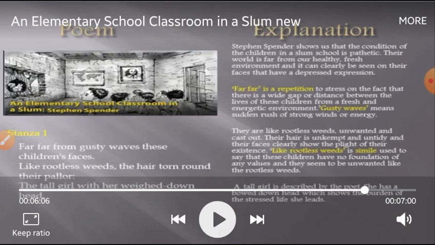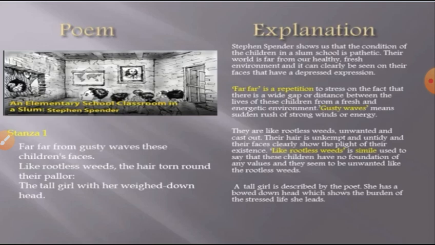See that one, far, far from gusty waves. Try to understand what are the gusty waves. This is the first metaphor as well as a symbol introduced to us. Gusty waves literally means strongly blowing winds. But it represents here what? It represents here pleasure, energy, brightness, liveliness, animation. So is there any pleasure, energy, liveliness, animation, brightness, happiness on the faces of the children? No. The first line tells, far, far from gusty waves. Means the faces of these children are far away from the energy, from the animation, from the liveliness, from the happiness. These children's faces, it is missing from them.